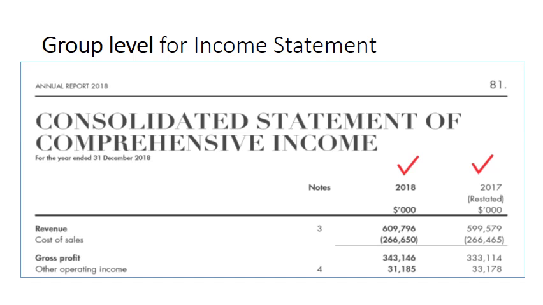Let's look at page 81 of the BreadTalk annual report 2018. This is an income statement. Look at the 2 red ticks. The 2 red ticks indicate that you are to use the figures for this. So you have 2018 and 2017 restated. You'll be using these 2 figures to calculate your financial ratios. Is that clear? Any questions so far?